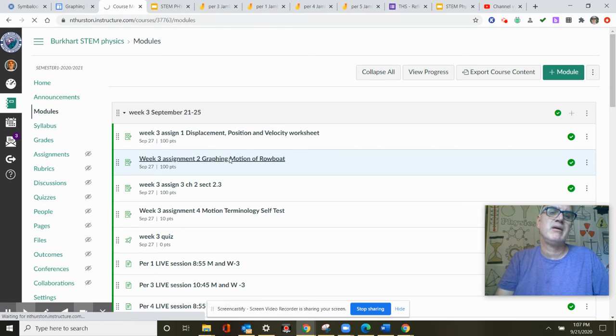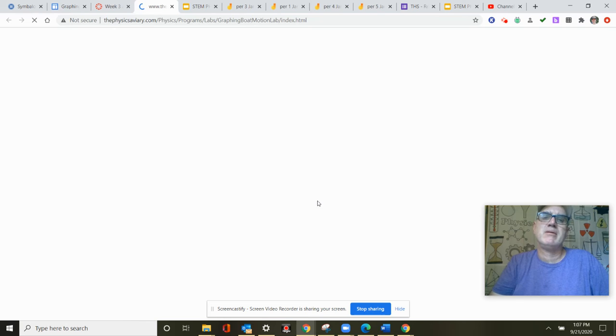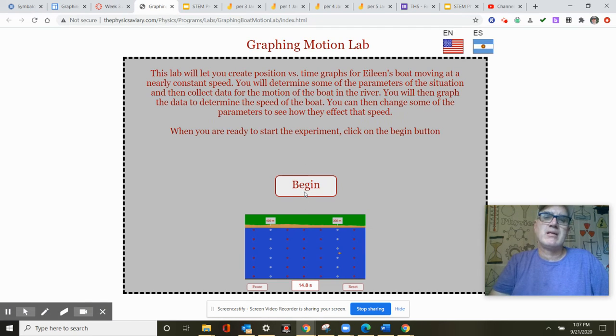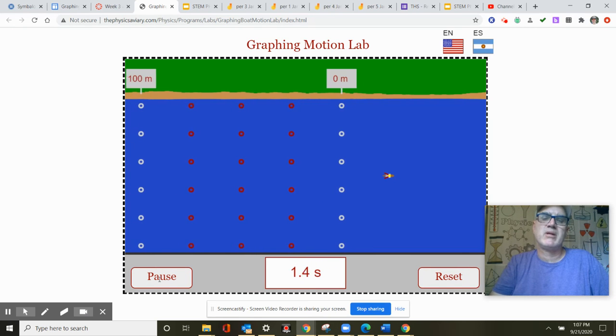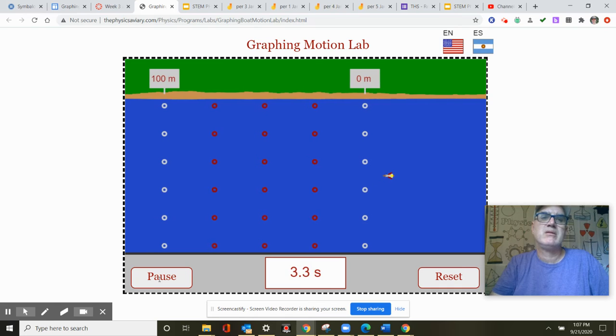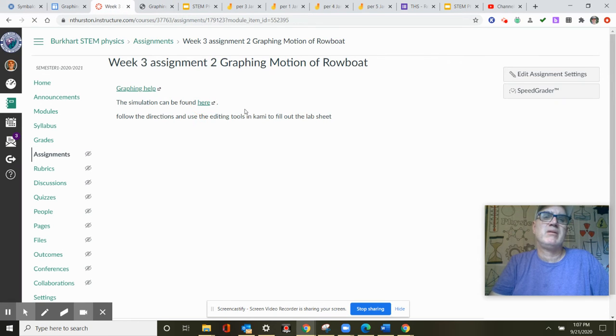Our second activity, so the first assignment is a worksheet. The second assignment is kind of a lab. We're going to have this rowboat that rows across the stream merrily, merrily, merrily. And so we're going to collect some data for this boat, and we're going to put the data in the Kami.